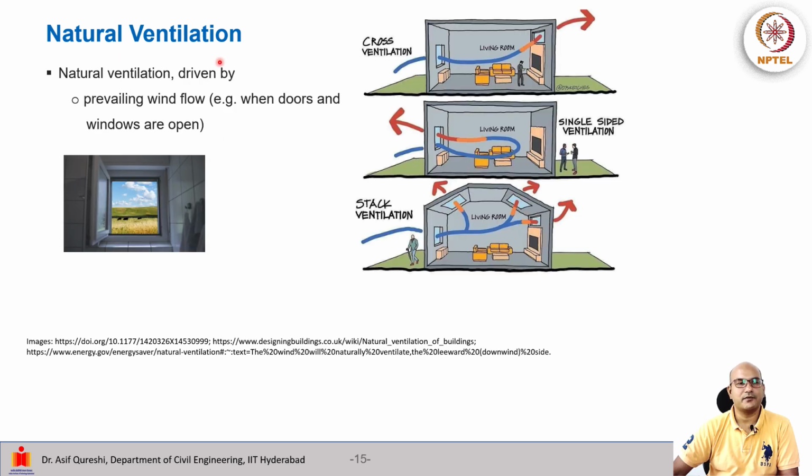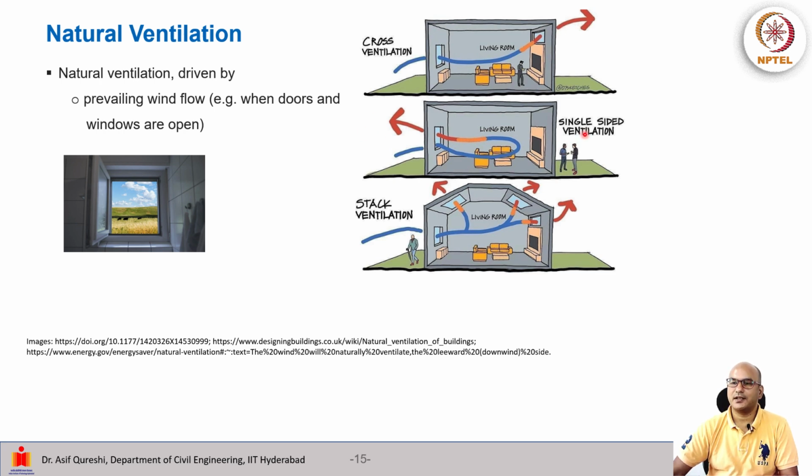So first, natural ventilation can be driven by the prevailing wind flow, for example, when doors and windows are open. Here is just an illustration of a window. In this case, we have several options. One is if there is air coming from one window and going out from another window, maybe a little bit ahead. So we have cross ventilation here, which is air coming from one direction, crossing the whole room and going out of the room.